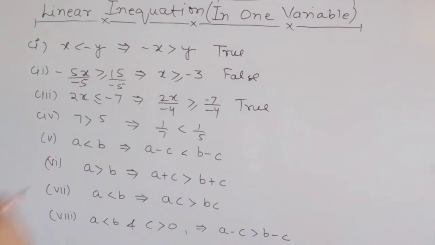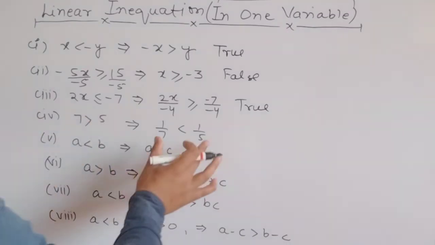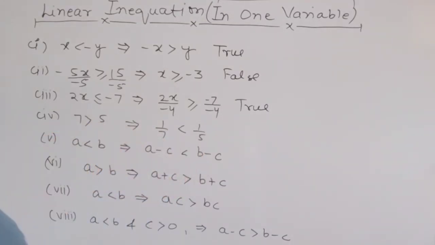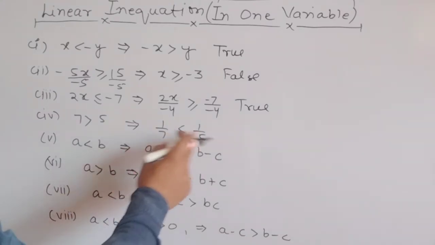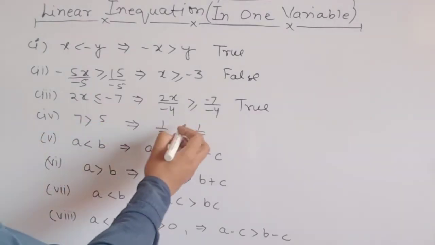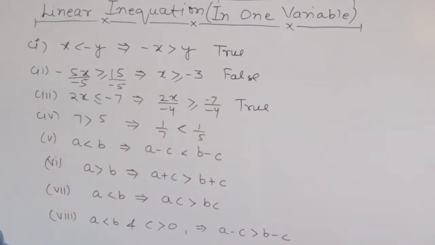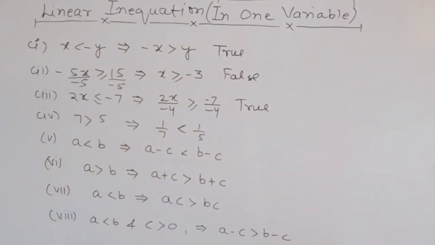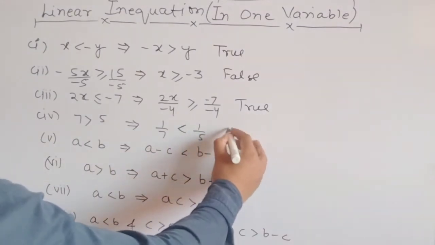Our next example is 7 is greater than 5 implies 1 upon 7 is less than 1 upon 5, meaning the reciprocals of 7 and 5. The question is taking the reciprocal of both sides, and we know that if we take the reciprocal of both sides of an inequality, the inequality sign will be reversed. We can see that the inequality sign is reversed, so this is a true statement.